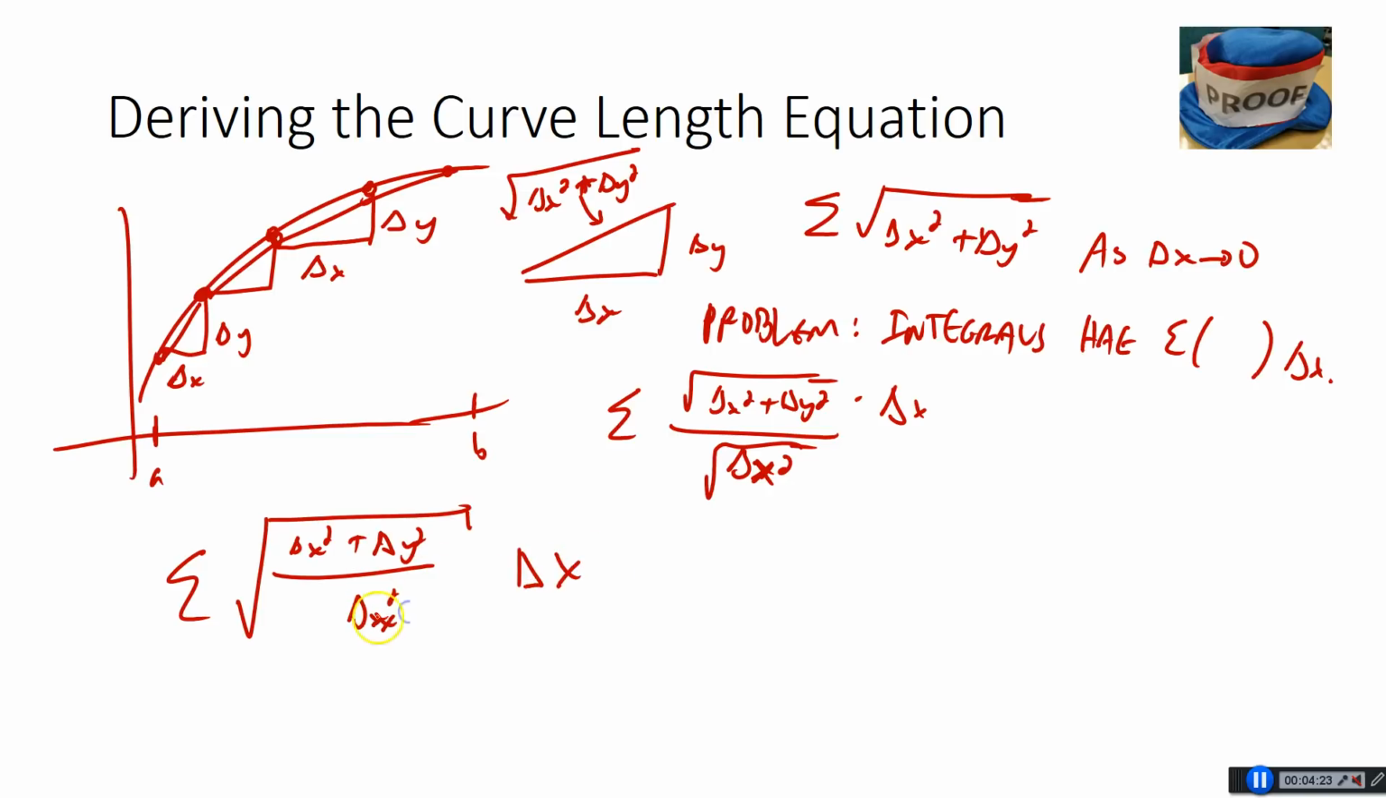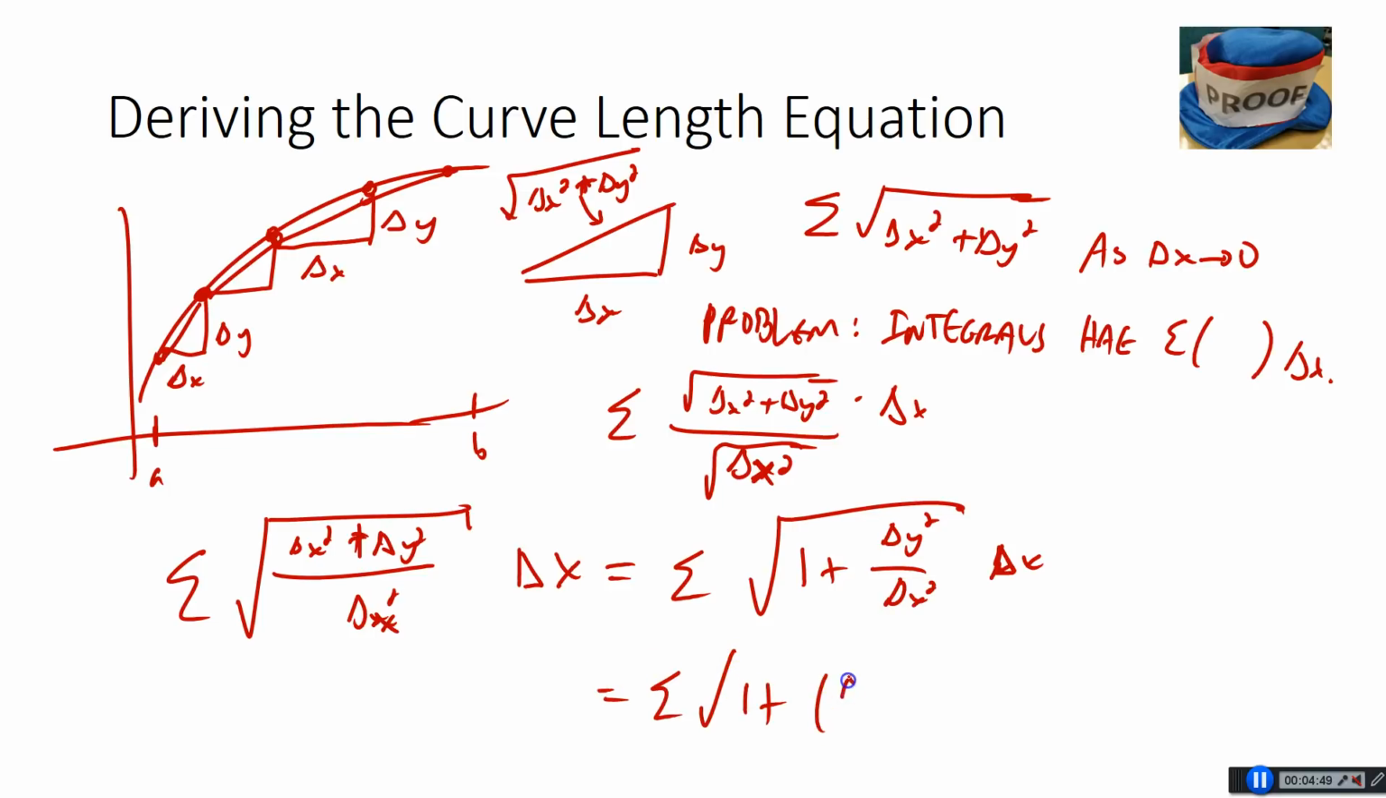Now we can split this up, right? Some of you call it butterfly, some of you say if it's a heart, break it apart, but however you want to do it, this is the sum of the square root of delta x squared over delta x squared, which is 1, plus delta y squared over delta x squared, delta x at the end. And this delta y squared over delta x squared, we can just make that delta y over delta x quantity squared. This is the sum of the square root of 1 plus delta y over delta x squared, delta x.